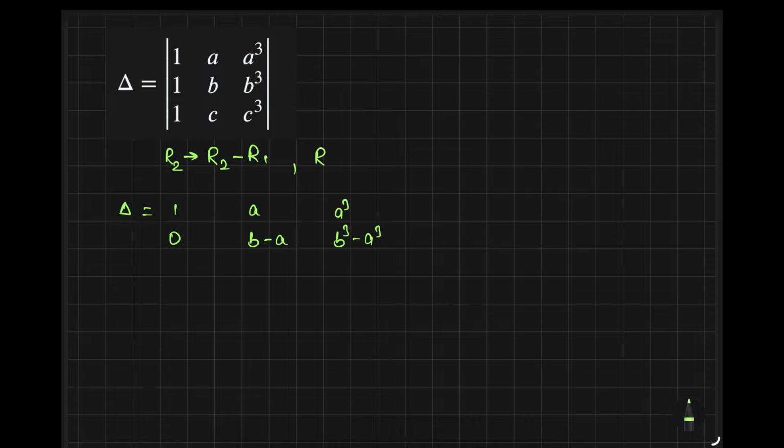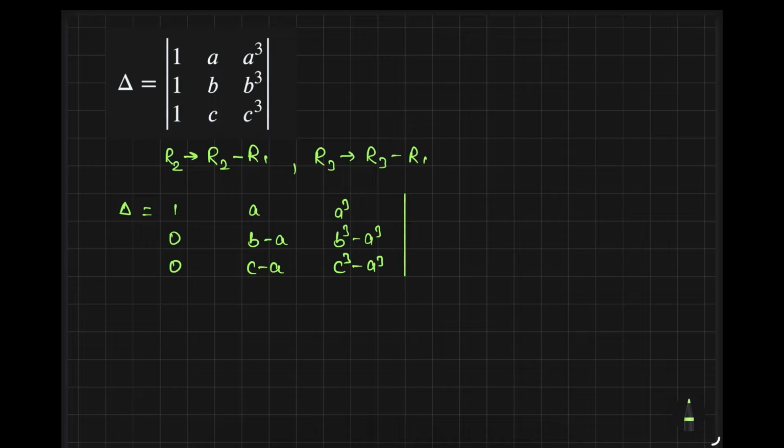Again, I will transform row 3 as row 3 minus row 1. Look at this, I am using row 1, not row 2, because it is under the process. So it will become 0, c minus a, c cube minus a cube.